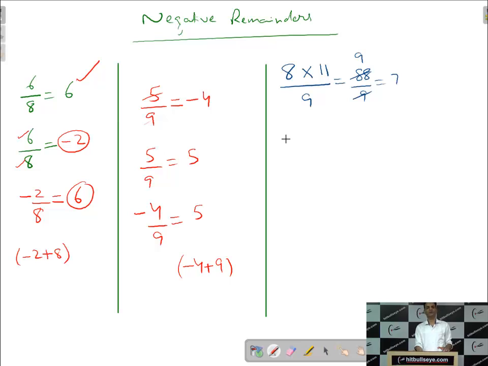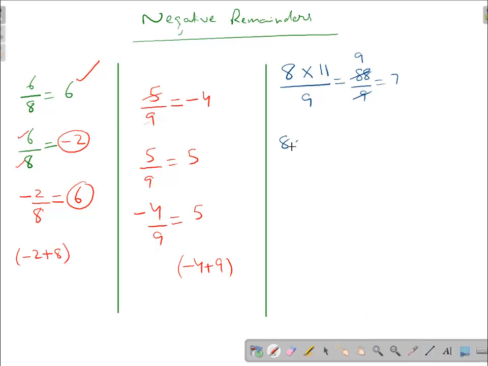This is the universal approach which we already know. Now if I do it by negative remainder, students, 8 into 11 divided by 9: 8 is how much less than 9? It will be minus 1. 11, when you divide it by 9, gives remainder 2. So now multiply: minus 1 into 2 will be minus 2. And minus 2 when divided by 9 will give positive remainder 7, which I have already told you: minus 2 plus 9 is 7.